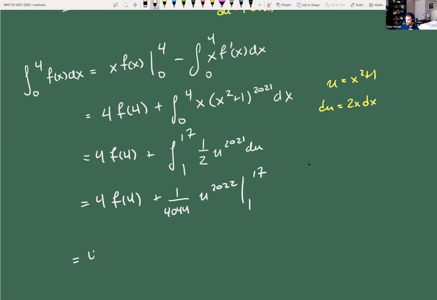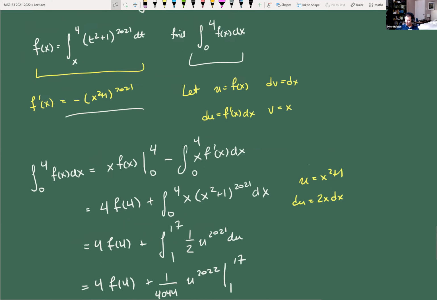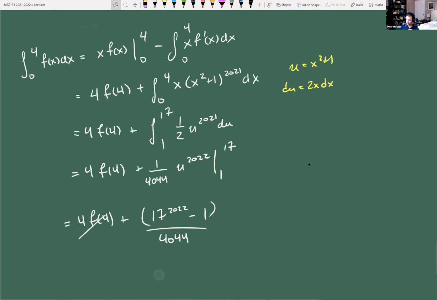So that's going to be 4 f of 4. We're going to have to figure out what f of 4 is here in a second. Plus 17 to the 2022 minus 1 divided by 4044. Oh, and f of 4 is just 1, right? Yeah, f of 4 is 0. So this term is 0. So we get 17 to the 2022 minus 1 over 4044.